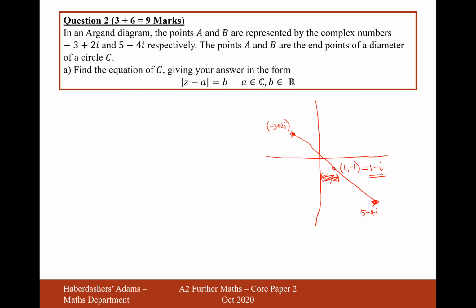So therefore, we need to now work out the radius as well. So that's going to be 4 across and 3 down, so it's a 3, 4, 5 triangle. So it's going to have a radius of 5, so therefore it's going to have the equation |z - 1 - i| = 5. So therefore when we expand this bracket, it's going to be |z - 1 + i| = 5. And there we are, that's the answer for question A.